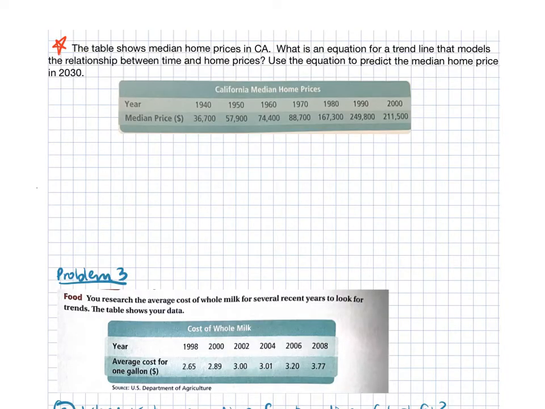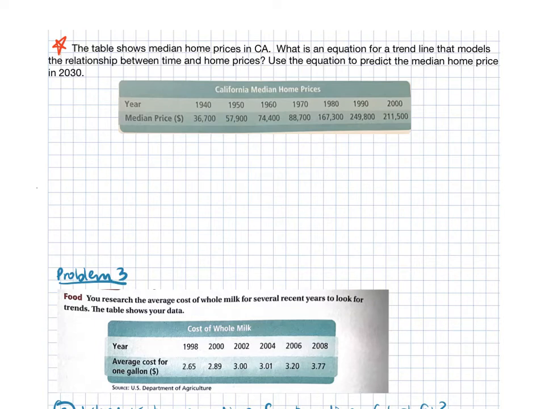Okay, one for you to try on your own. So make your scatter plot, and then pick 2 points that you think make a good line, and then use those 2 points to come up with an equation, and then use that equation to predict the median home price in 2030. Okay, press pause, do that on your own, and then check back to see how close we got to each other.